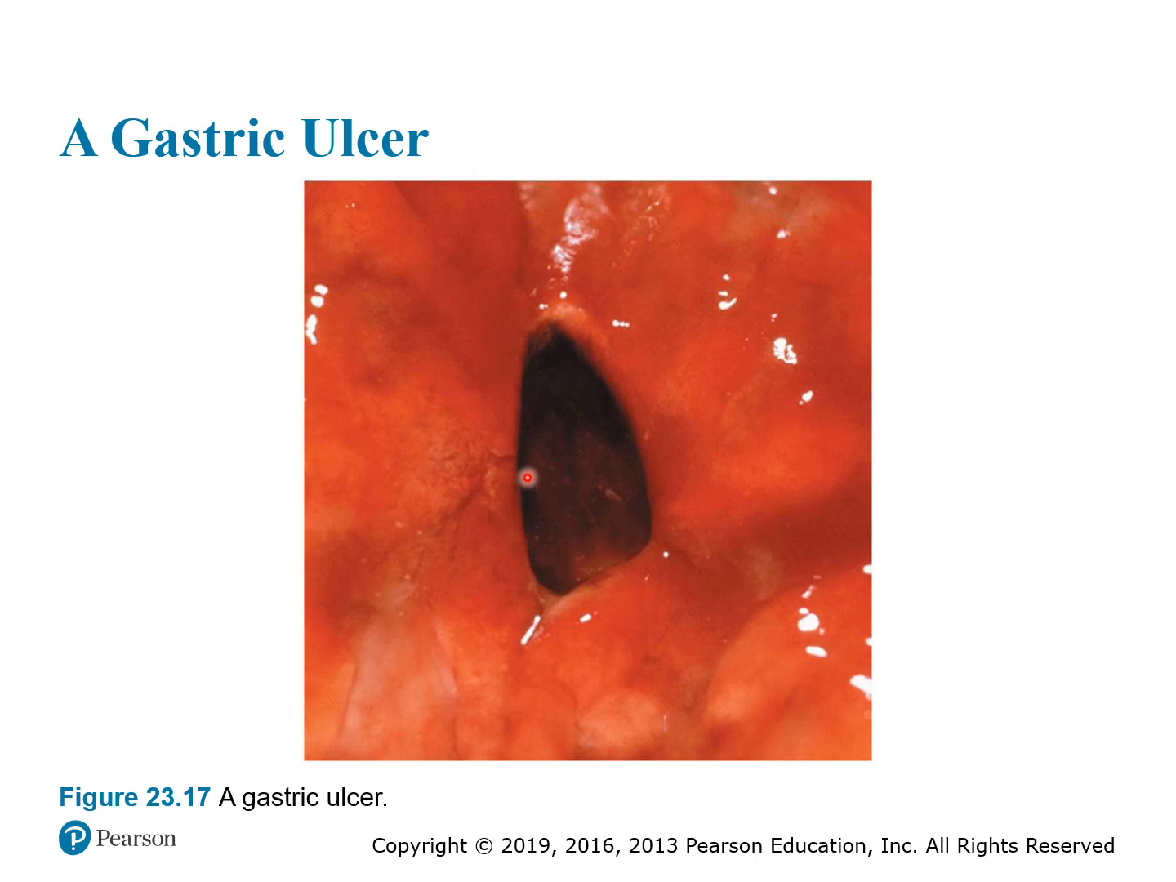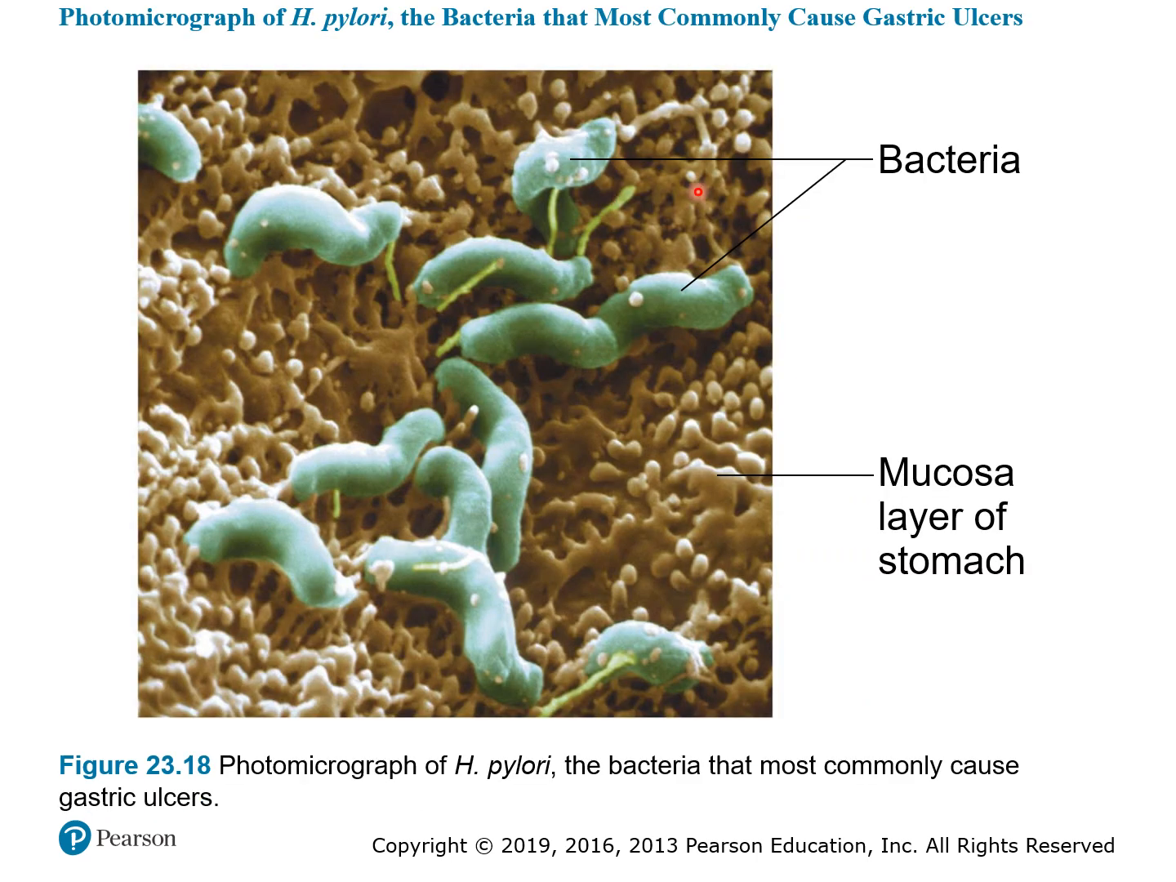This is a gastric ulcer, a defect in the wall of the stomach. You can see there is a gap. And this is the bacteria, present in the mucosa layer of the stomach. This is Helicobacter pylori. So this is also one of the causative agents of the peptic ulcer.